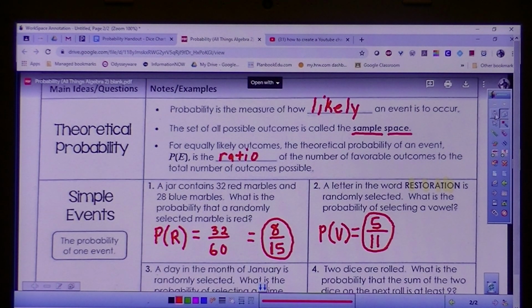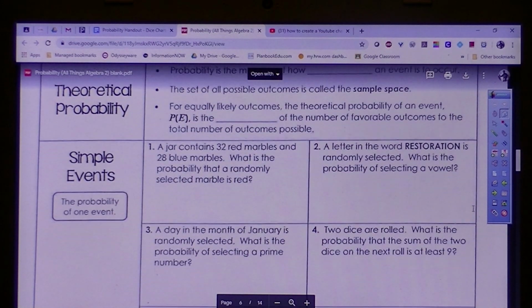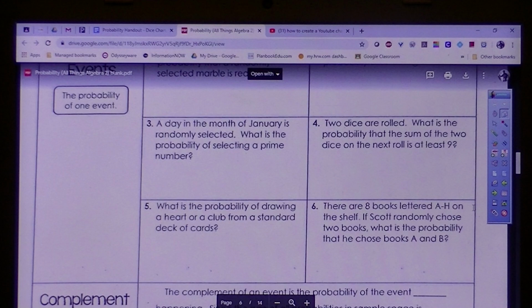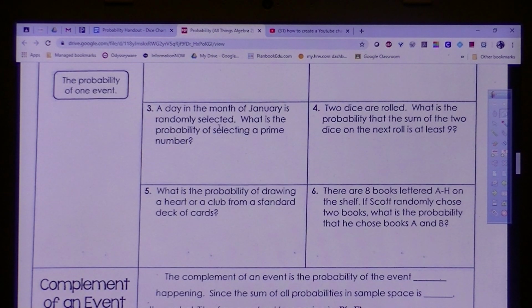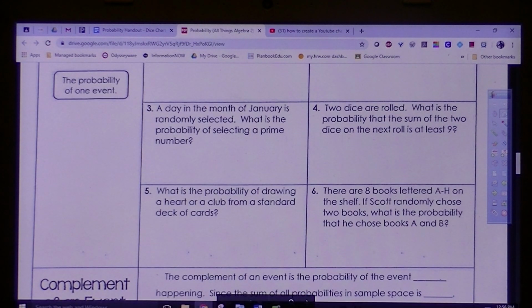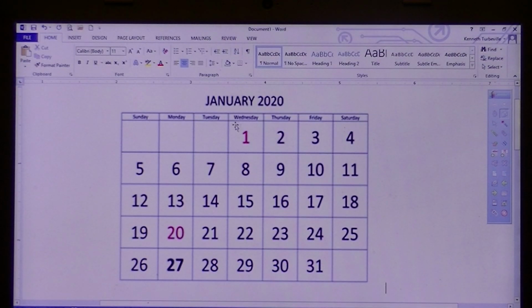Let me go up here and move this down a little bit to get a couple more examples. For our next one, it says a day in the month of January is randomly selected. What is the probability of selecting a prime number? So let's see if I can find a picture of the month of January. Here are all the dates in January for 2020. I just pulled that calendar up.